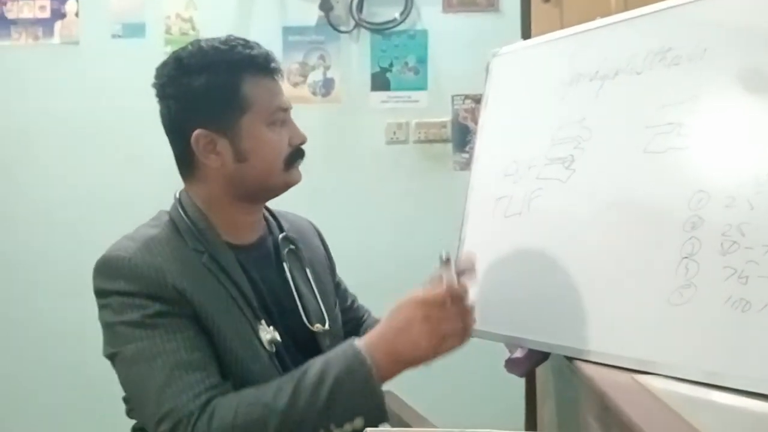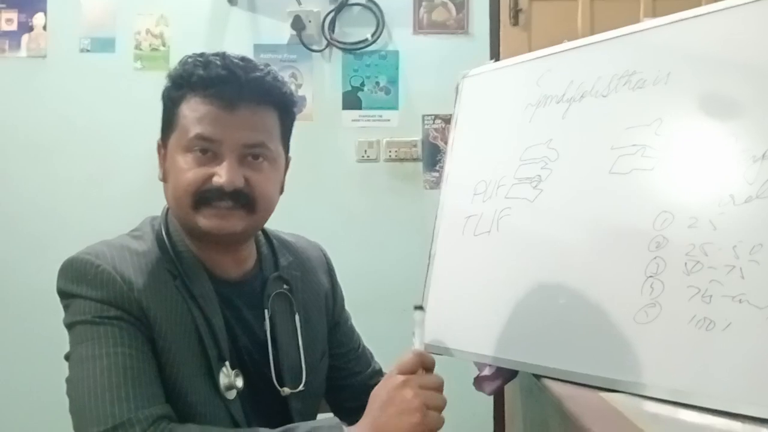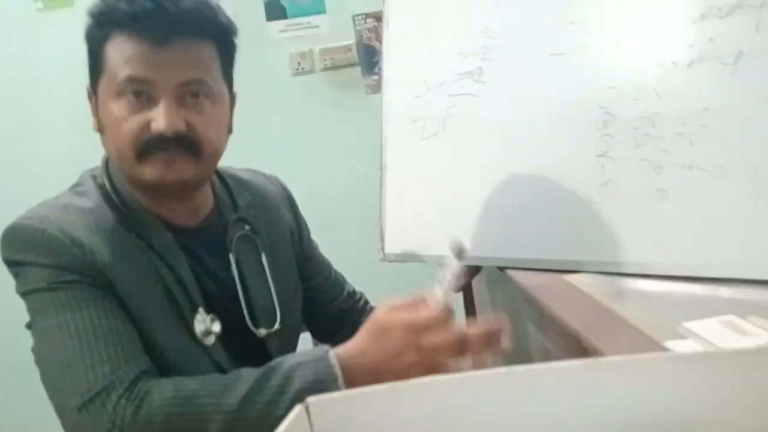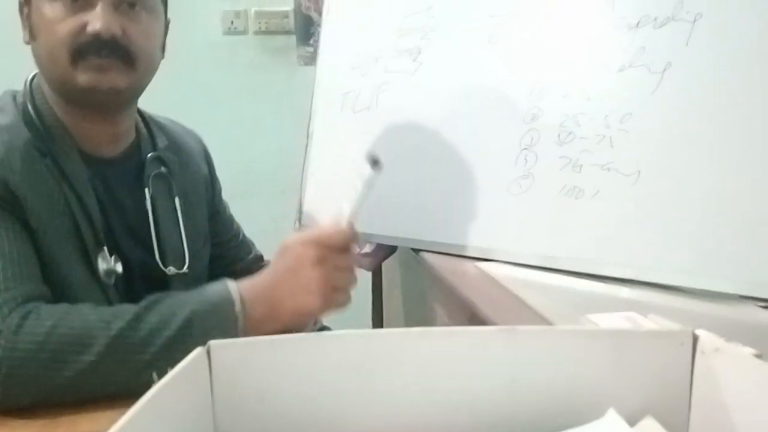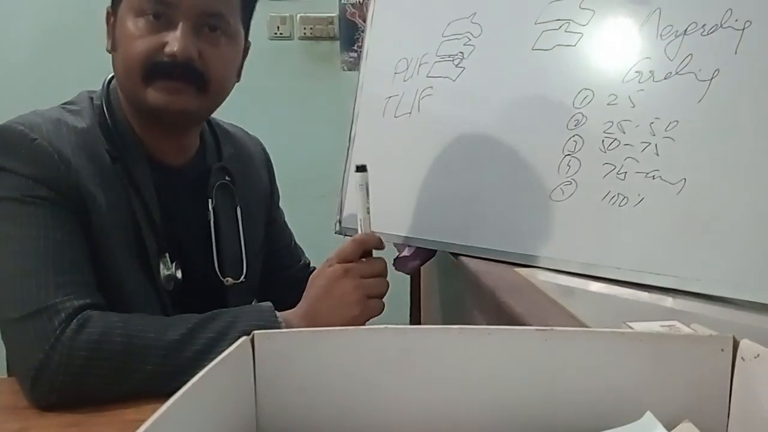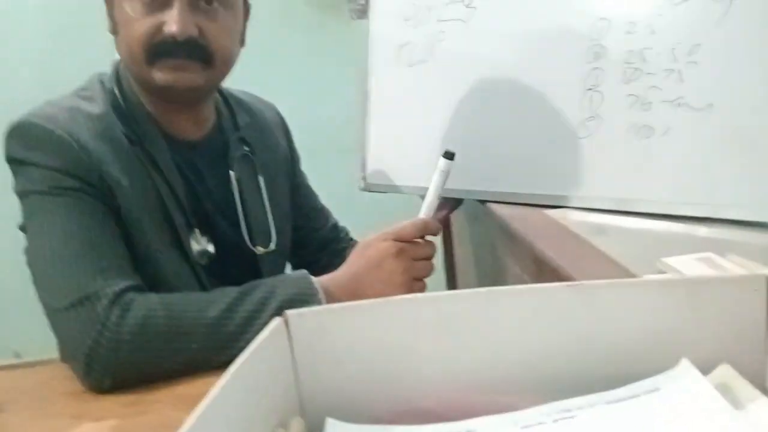And if the disc space is not intact, if there is loss of disc space height and foraminal stenosis, then we do the indirect decompression. What are the procedures of the indirect decompression?